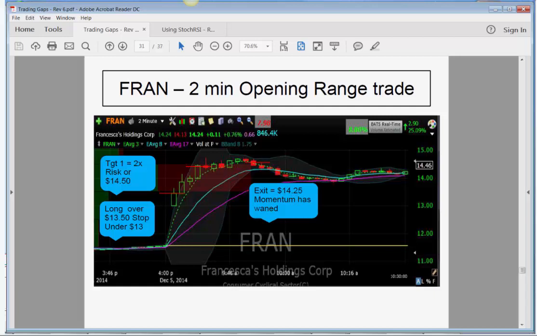The momentum has waned when it got to 14 and a quarter because the 3 EMA is flattening out. Exit. Day trader would exit on this 2-minute chart. Wow, you didn't get very many pennies in there. Well, yeah, but if you had a few shares, it adds up after a while.